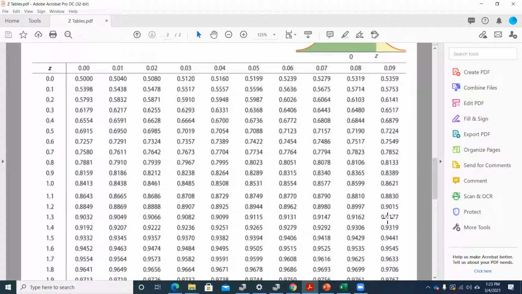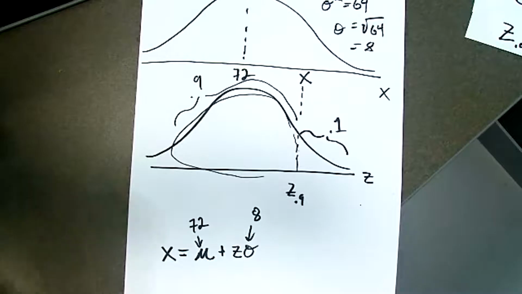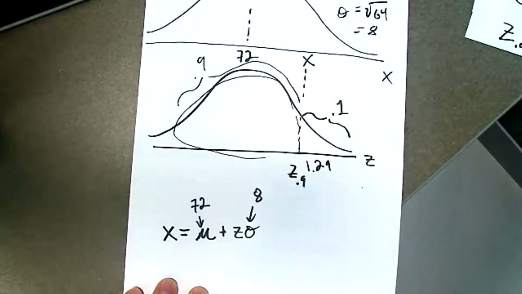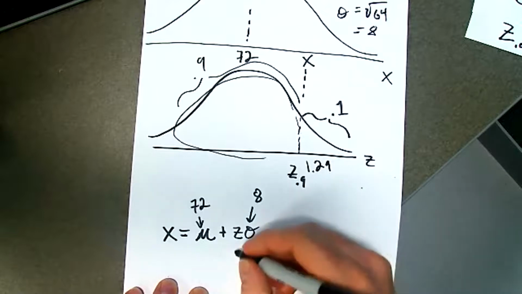Theoretically, we could do some interpolation, but the way we'll approach it in this class is, if I'm in between two values here, I'm going to err on the side of caution and always take the higher of the two in absolute value. So 1.29. Once I have that 1.29, I know that's the z-score, which gives me approximately 0.9 in that lower left tail.